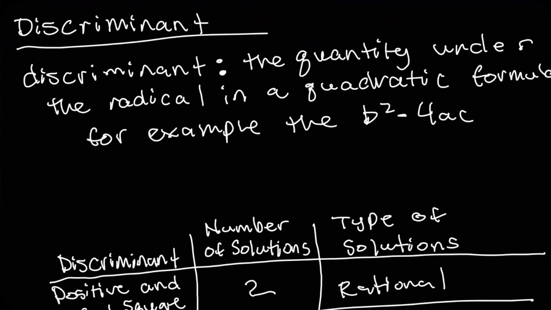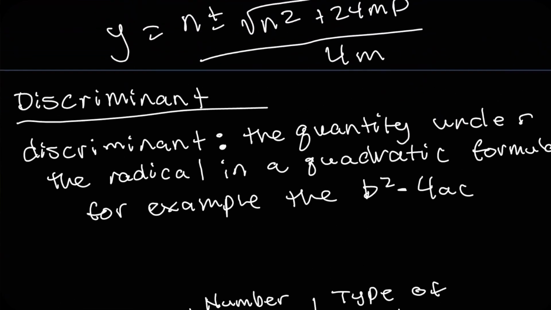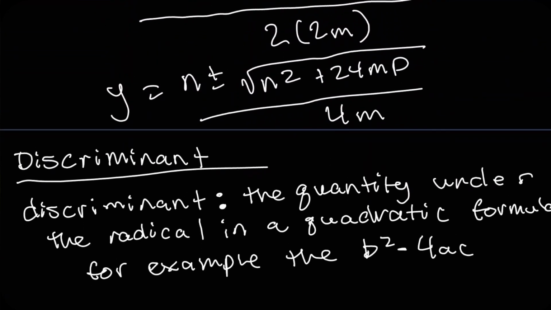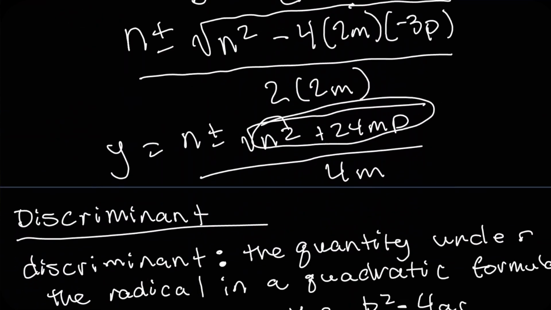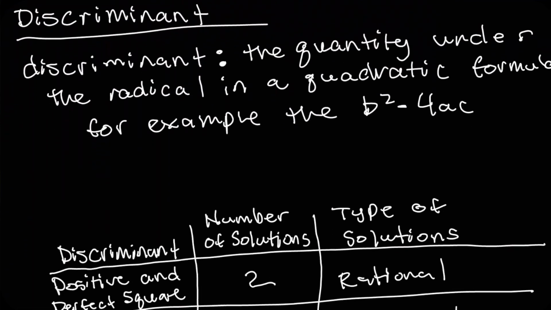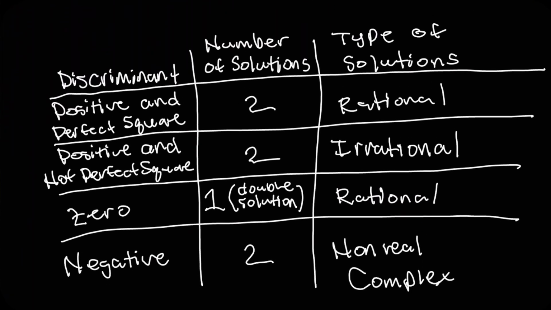So now we have the discriminant. The discriminant essentially is a quantity under the radical in a quadratic equation. For example, b squared minus 4ac. In our case, that would be something like this. This would be the discriminant. And we can essentially look at that to determine the number of solutions and the type of solutions.